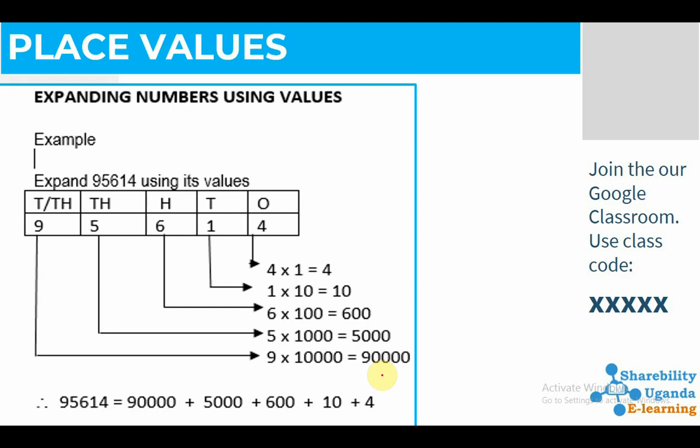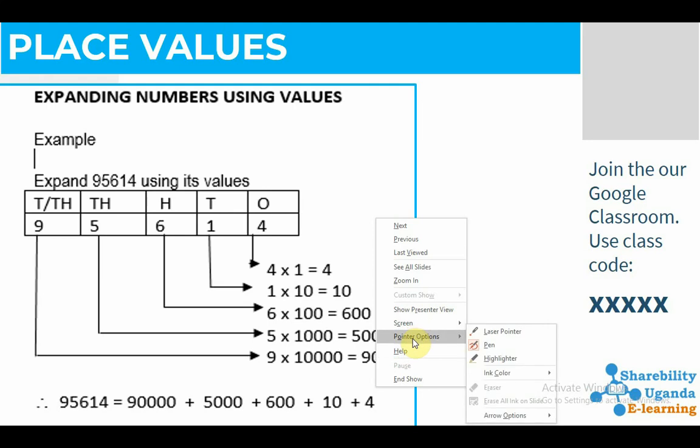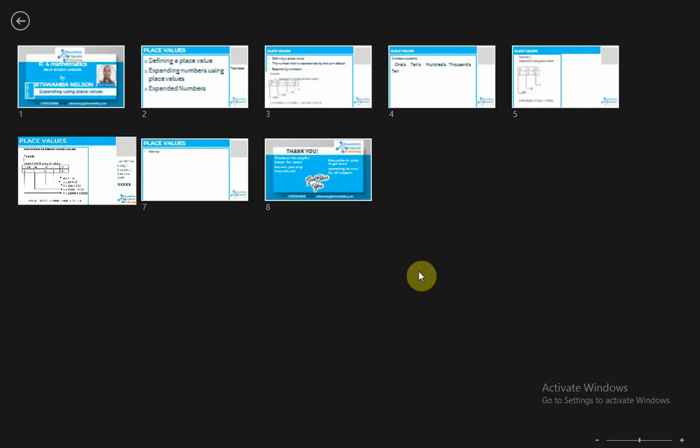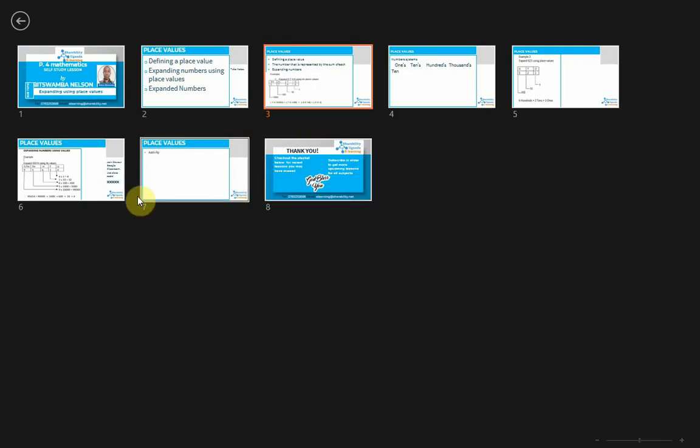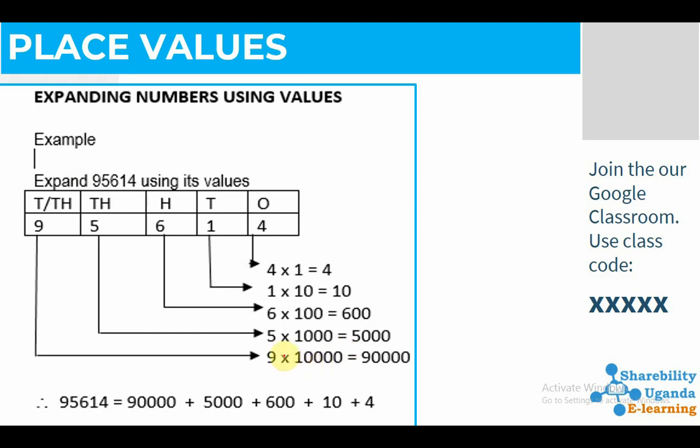So as we were saying in our definition, let me show you here, show all slides. Okay, we said here, when we are talking about defining a place value, we said the number that is represented by the sum of each. Okay, so that's what we mean. After we have got the place values of this, we get the sum, the sum that is represented by the place value of each.